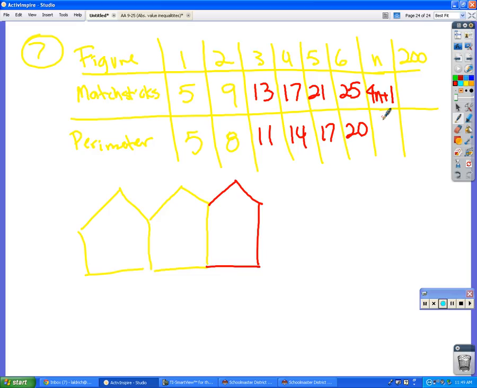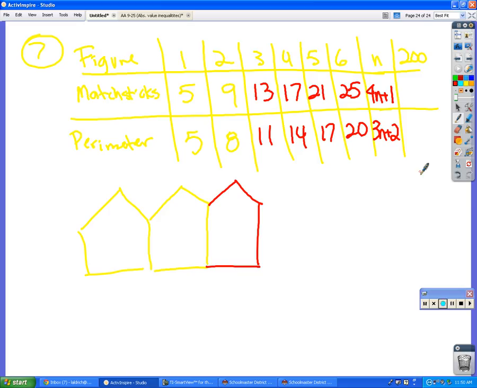Okay. So this one is going up by 3, so it's going to be 3n, because it's going up by 3s. And then again, if I look at this number right here, 5, what do I have to add to 3 to get 5? 2. So 3n plus 2. So that's where those formulas come from.